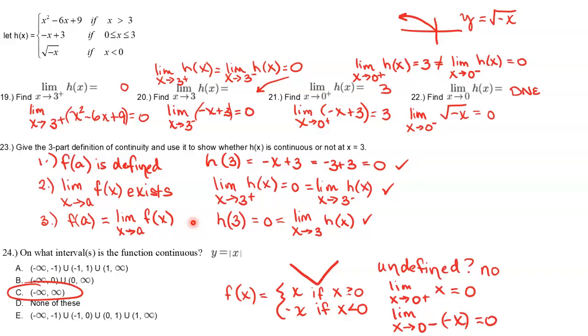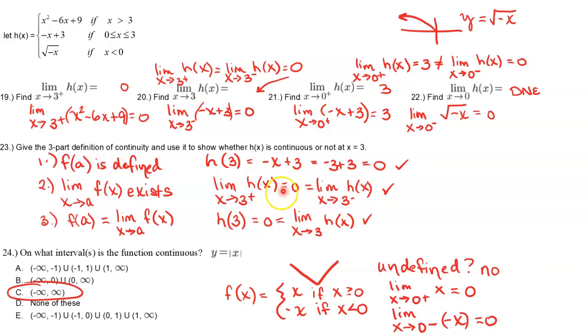But when you show me whether it's continuous or not at 3, you can't just state the definition. You have to show how that applies to 3. First off, I'm going to plug 3 into the function and see, is it defined or not? If I plug 3 into the function, you can see right up here when x is equal to 3, I'm supposed to use this piece of the function, negative x plus 3. If I plug 3 into that, I get 0. So yes, it is defined. It gives me a value of 0 when x is equal to 3.